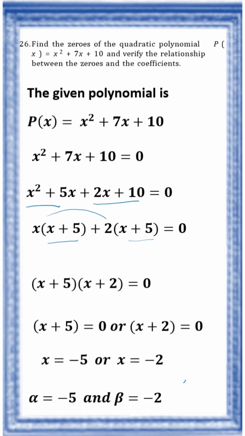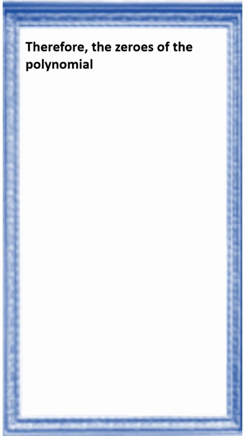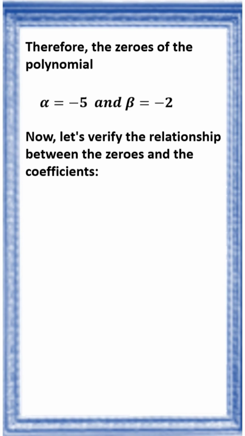Let us take one root as alpha, another root as beta. So alpha is equal to minus 5 and beta is equal to minus 2. Therefore, the zeros of the polynomial are minus 5 and minus 2. Now let us verify the relationship between the zeros and the coefficients. Sum of the zeros, alpha plus beta, is equal to minus b, coefficient of x, by a, coefficient of x square, that is minus b by a.